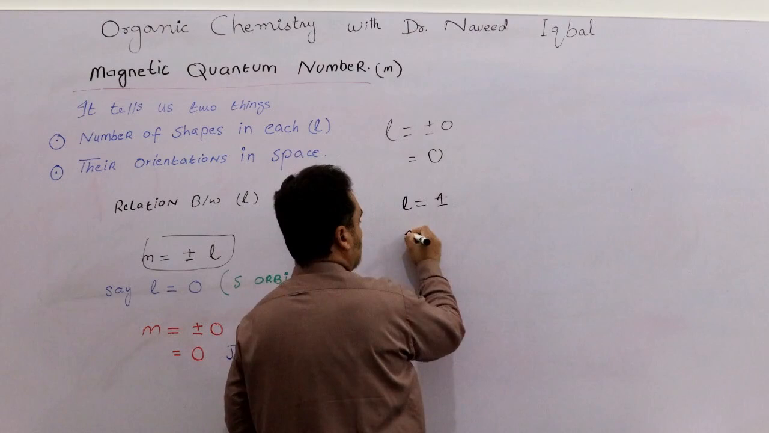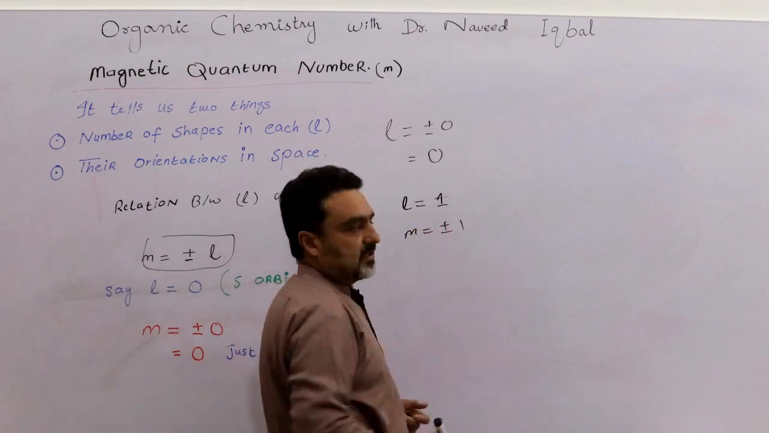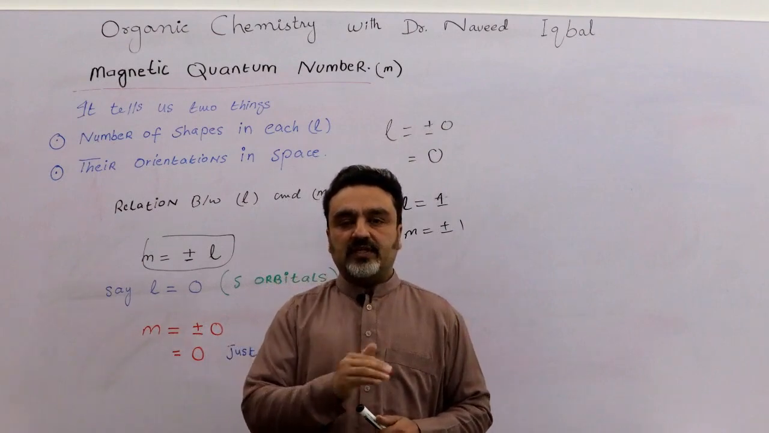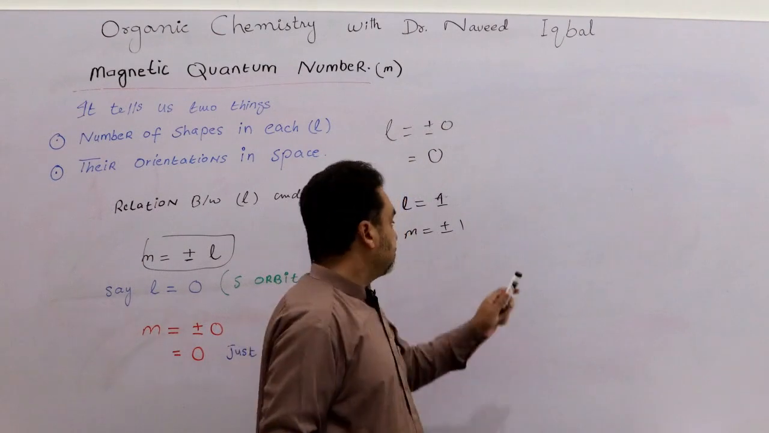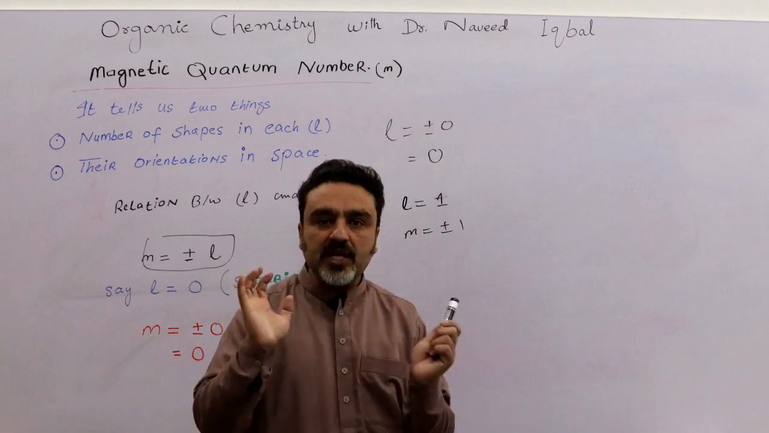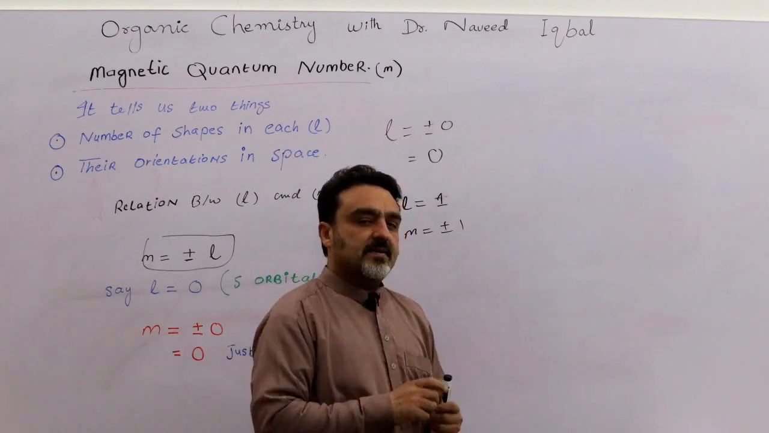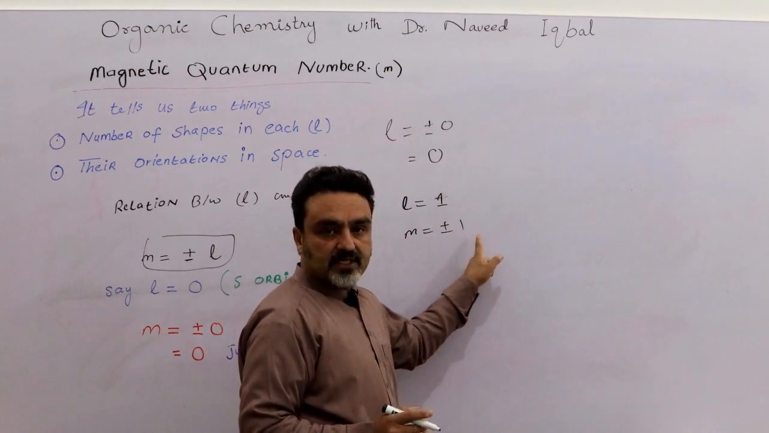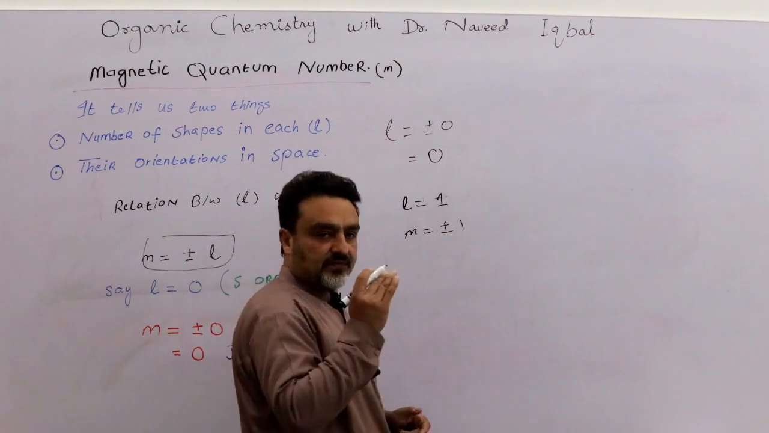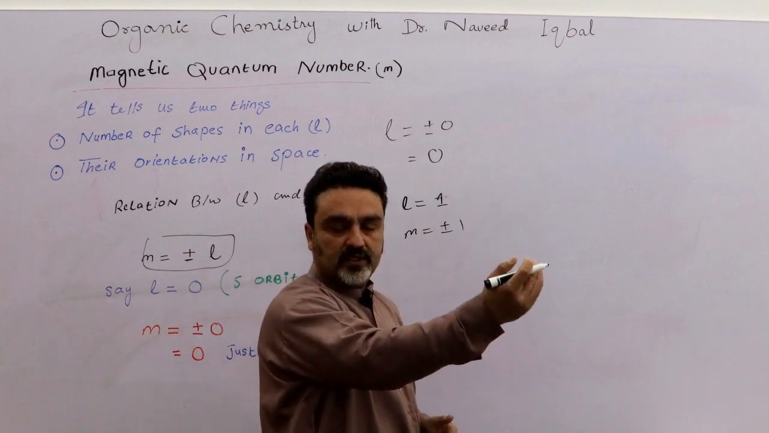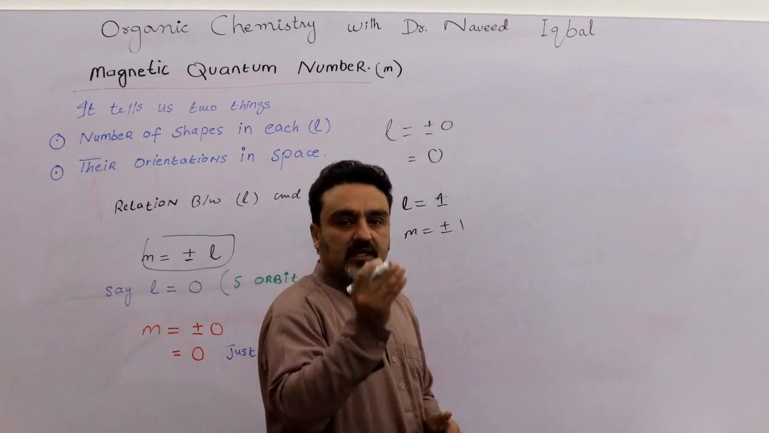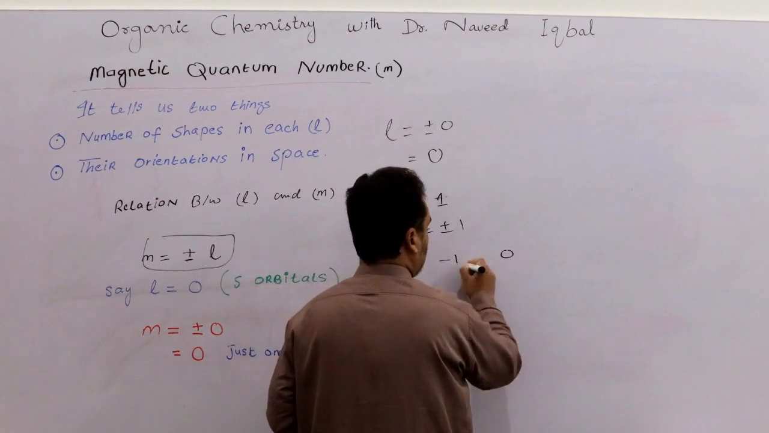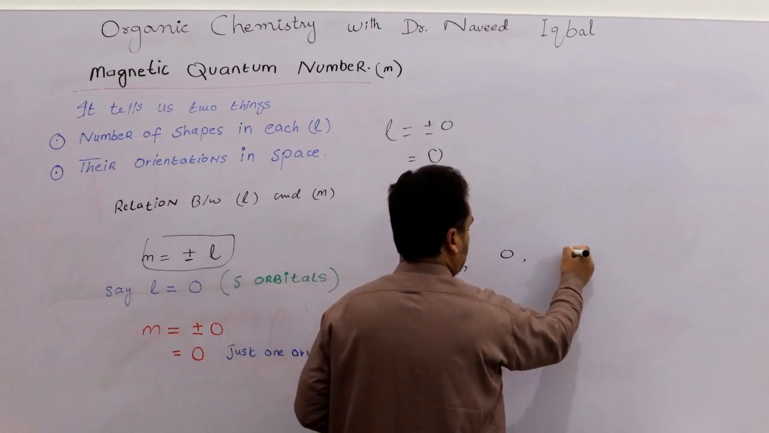L is equal to 1, so m is equal to plus minus 1. Now something else. It's talking about the p orbital. L is equal to 1 was the p shape or dumbbell shape. How many dumbbell shapes are there? It gives us this information, plus minus 1. So we have to start from minus 1 and move towards plus 1 through 0: minus 1, 0 and plus 1.